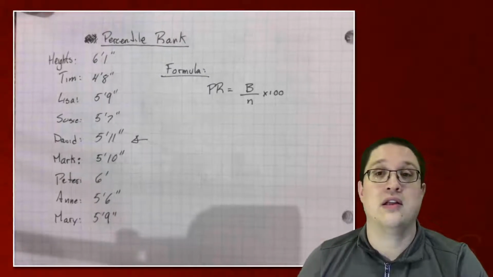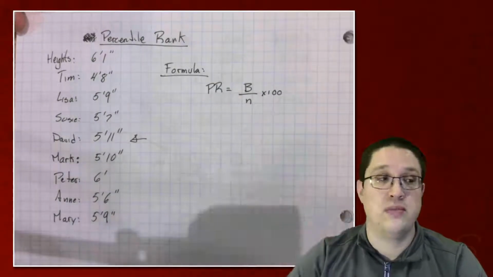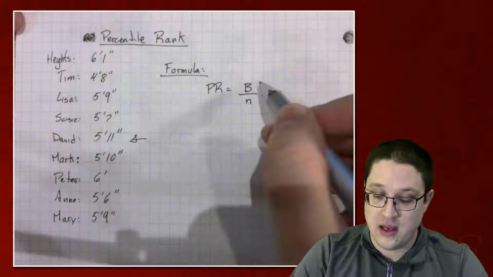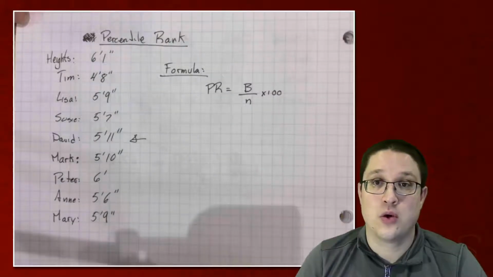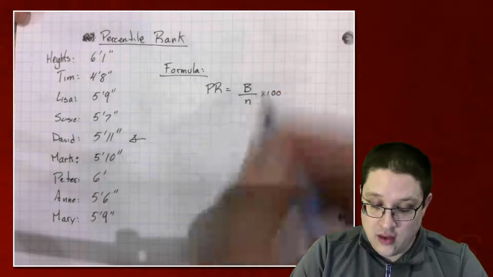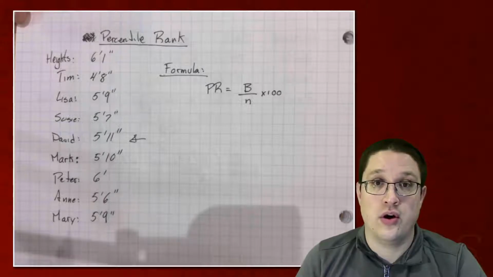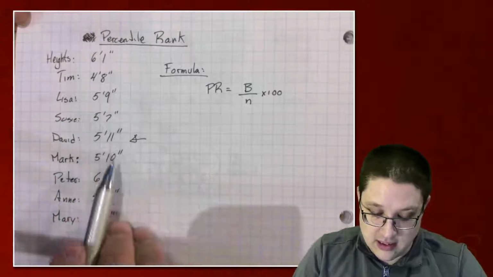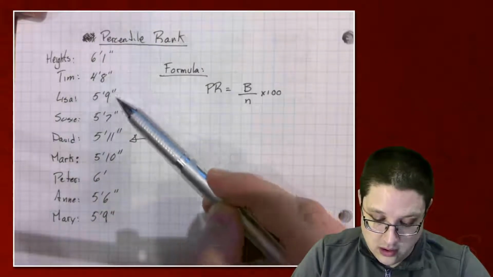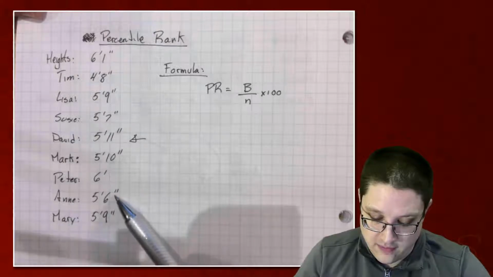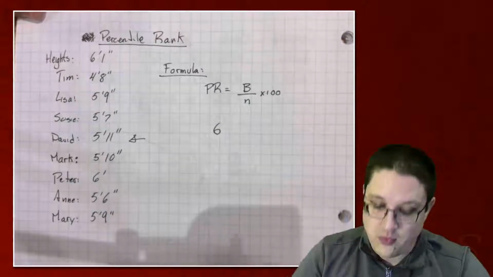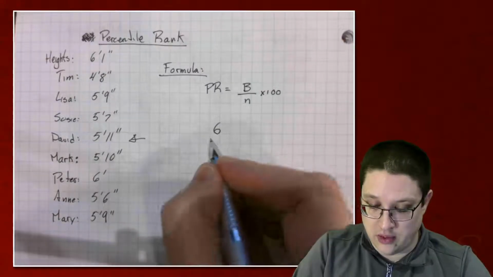So in order to calculate percentile rank, I have a formula here. The formula is B divided by N times 100. B is the number of scores below, in this case, David's score. In other words, how many people are shorter than David? David is 5'11", which means that 1, 2, 3, 4, 5, 6 people are shorter than David. So we would say there are 6 scores below David's.